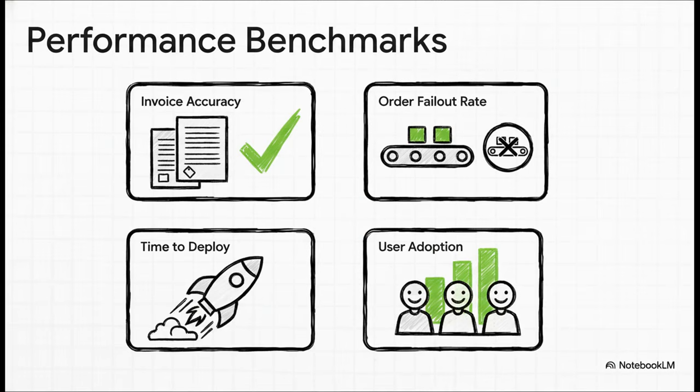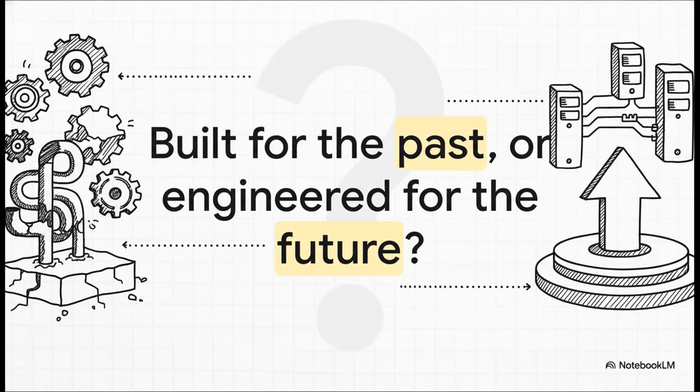But performance isn't just about speed, right? Success is also measured by a huge drop in those pricing errors between quotes and invoices. It's measured by a lower order fallout rate because your fulfillment process is cleaner. And maybe most importantly, it's measured by business agility. How much faster can your business now launch a new product or a new pricing model? That's a real metric. Which really brings us to the final question you should be asking.